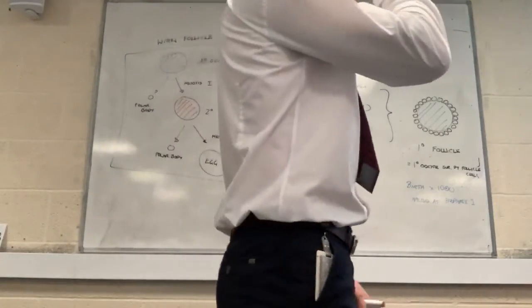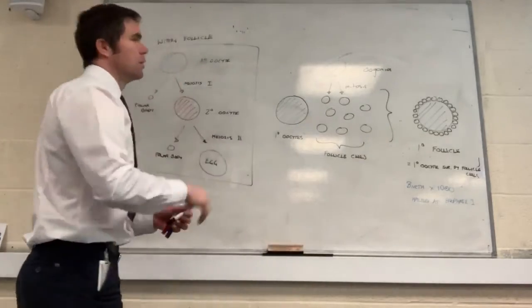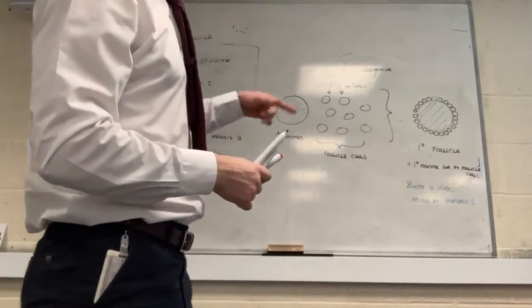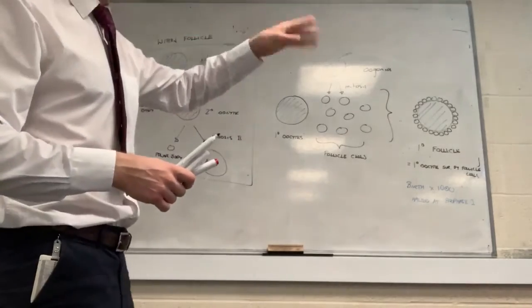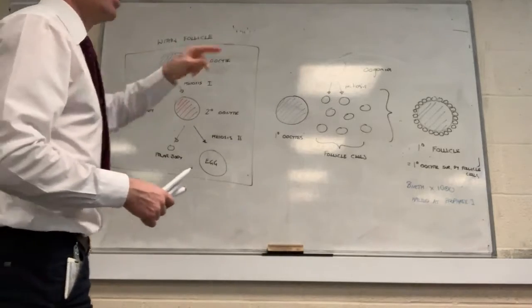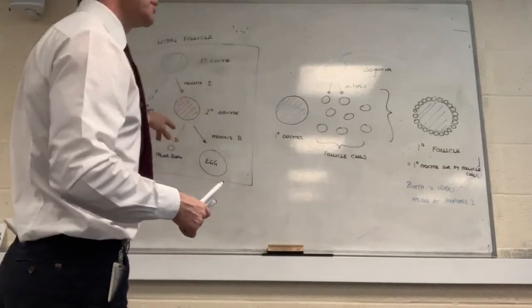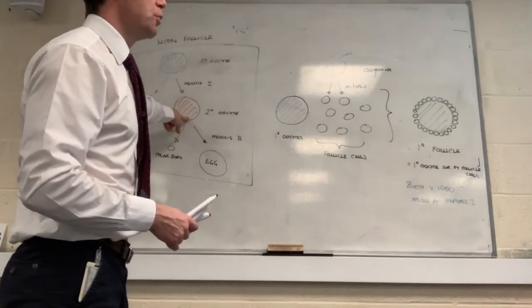Right, so I said we're here right now. At puberty, hormones produced by the pituitary gland stimulate the follicle to develop further. Each month, one primary oocyte within the follicle completes its first meiotic division to form a secondary oocyte and a small polar body.